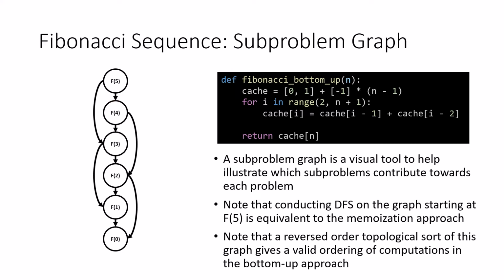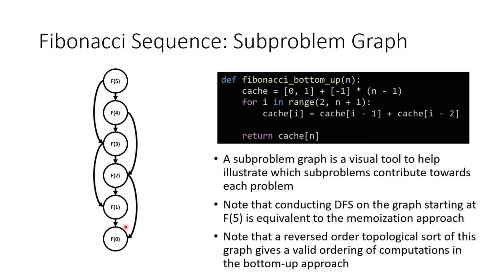Now, another cool aspect with subproblem graphs is that we can make a connection to another graph algorithm called topological sort. If you remember, that's what we went over a week ago in the graph implementation lecture. If you look at the graph, sometimes, especially if we're doing the bottom-up approach, it helps to know which problems to solve first.